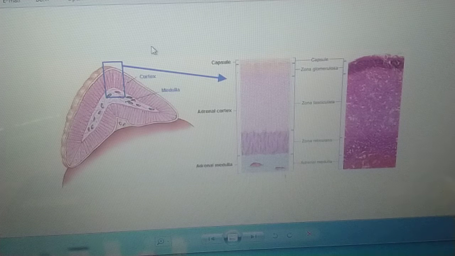Next is glucocorticoid. As the name suggests, they affect carbohydrate metabolism. They also affect the metabolism of protein and fats. Glucocorticoids include three main hormones: cortisol, that is hydrocortisone, then corticosterone and cortisone. Of the three, cortisol is the most abundant, about 95% of the glucocorticoid is cortisol.